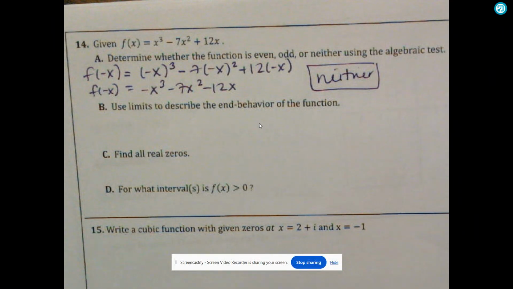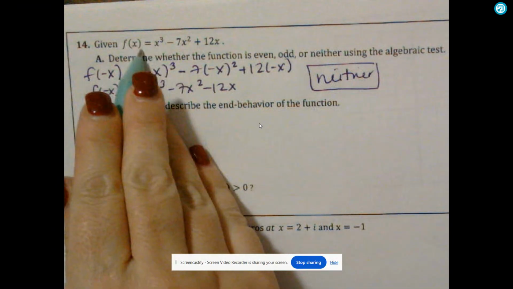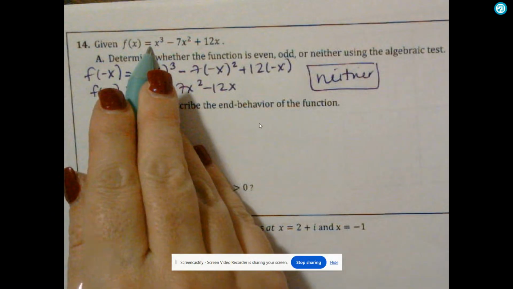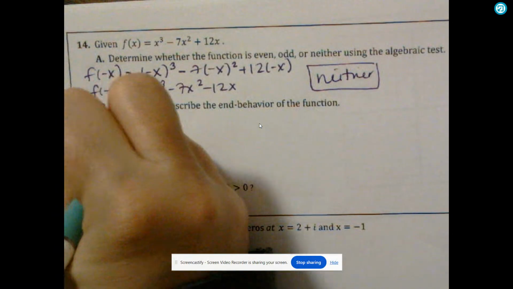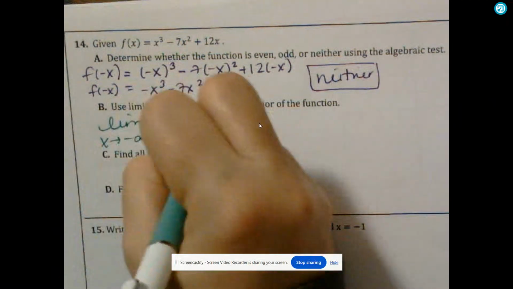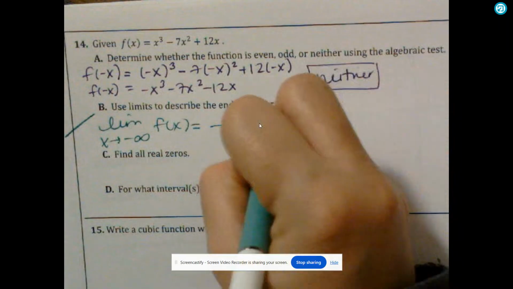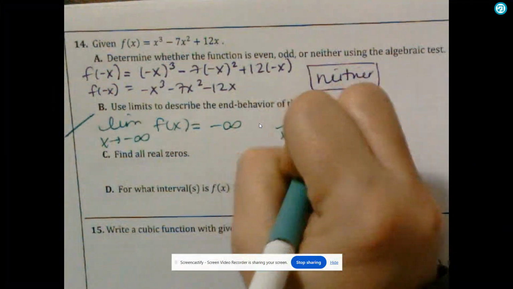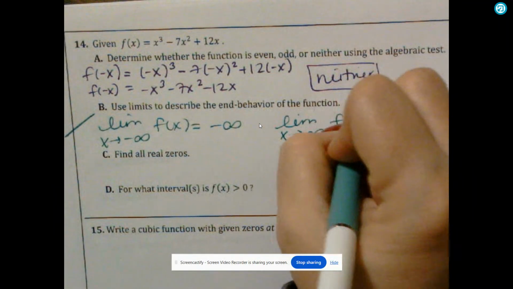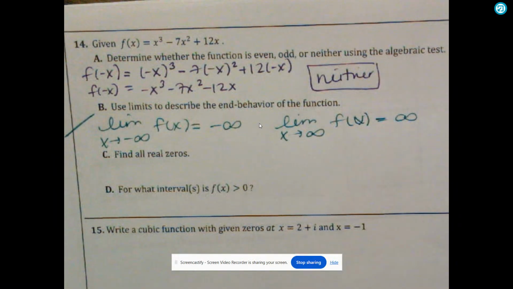All right, use limits to describe the end behavior. Okay, so we are a cubic function. So we're an odd exponent, and our leading coefficient is positive. So we're looking at the limit as x approaches negative infinity would be negative infinity. Remember, it's the same thing as a line. So that's like this. And then the limit as x approaches positive infinity would be positive infinity.